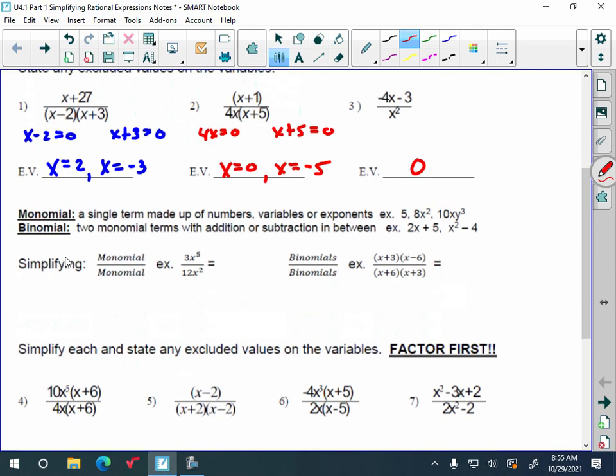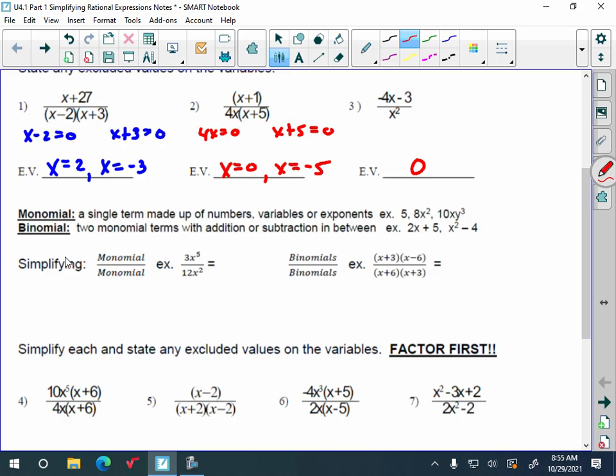Now, simplifying. So we want to remember a couple terms. These are algebra terms. Monomial, what a monomial is. A monomial is a single term made up of a number, could have a variable, could have exponents, could have multiple variables, could have multiple exponents. But it's just one single term. So for example, 5 is a monomial term, or 8x squared is a monomial. 10xy cubed is a monomial term.